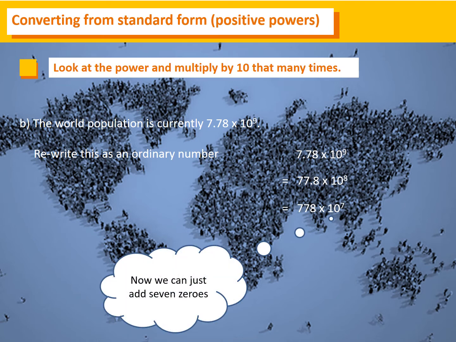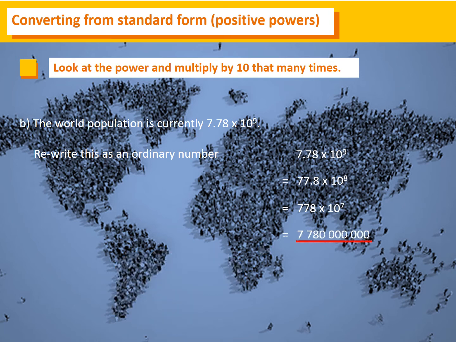And to finish off, to multiply a whole number by 10 to the power of 7, we just add those 7 zeros. And to read that number, it's actually 7,780,000,000.